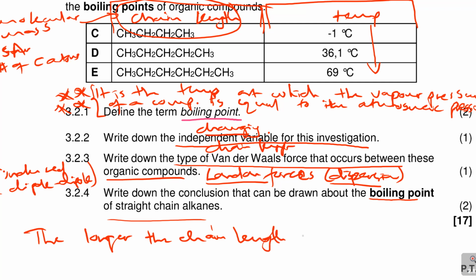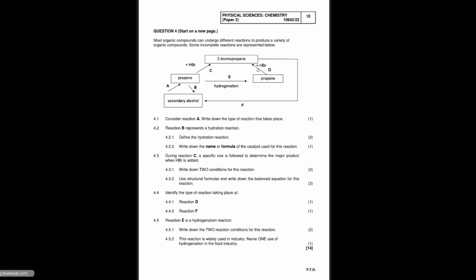What is the conclusion? The longer the chain length, the higher the boiling point. Or the boiling point increases as the chain length increases. Or you say the boiling point is dependent on the increase in the chain length. Anything there. Alright, guys, 17 marks. I need to wrap this up.